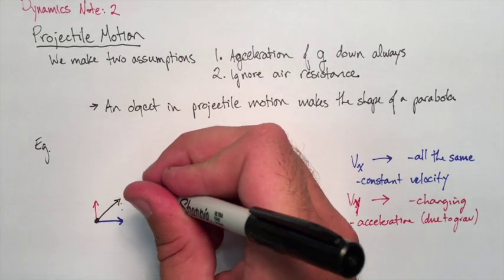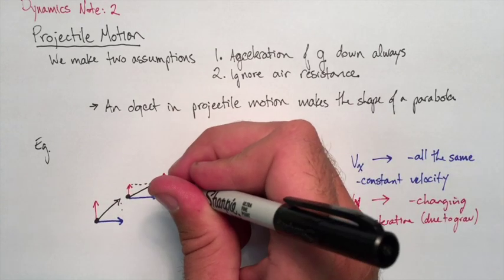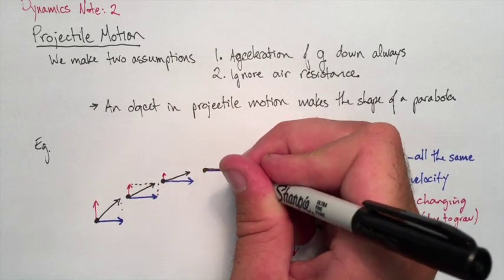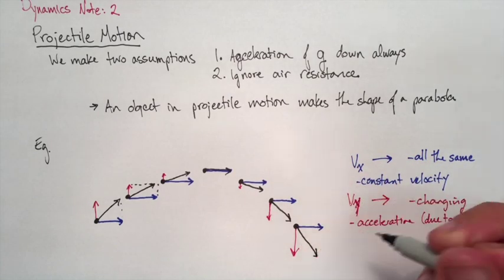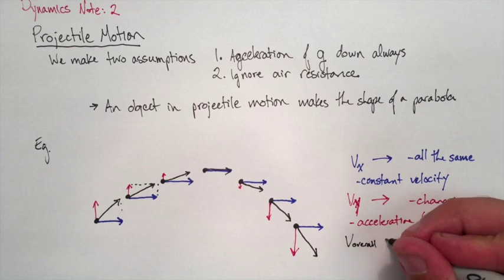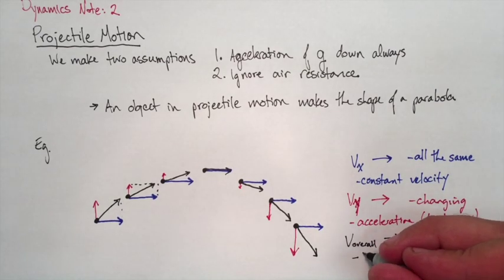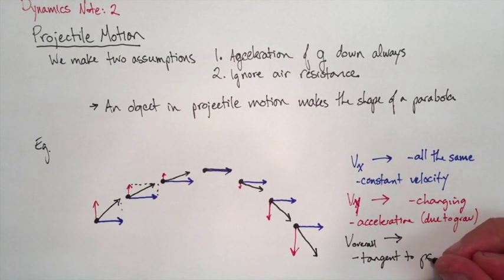So if we look at the overall, we're going to add those two vectors up. That's denoted here by the black arrows. We can see that the black arrows trace out the parabola of that curve. The velocity is always tangent to the parabola.